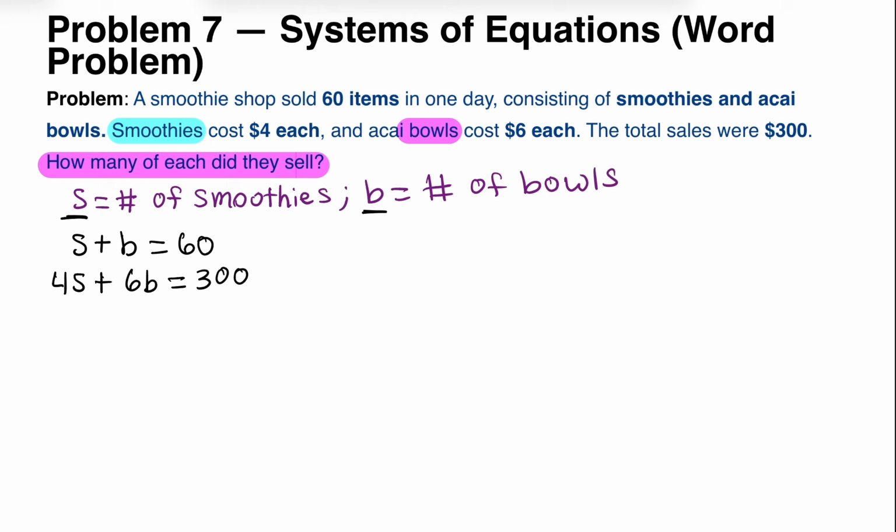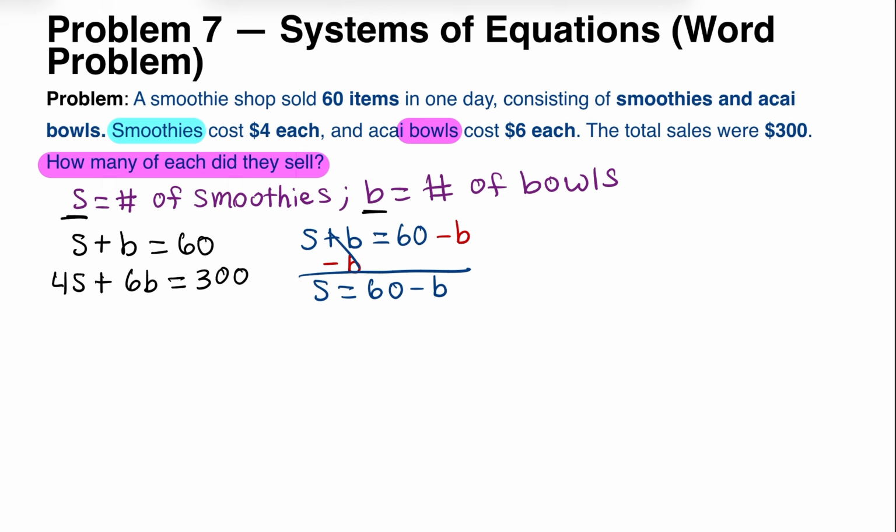All right, so now let's go ahead and solve by substitution. From the first equation, we'll go ahead and solve for S. I'll write that over here to the right. So we have S plus B equals 60. Since we're solving for S, we're going to subtract the B from both sides. And when we do that, we get S equals 60 minus B. So that's what S is.